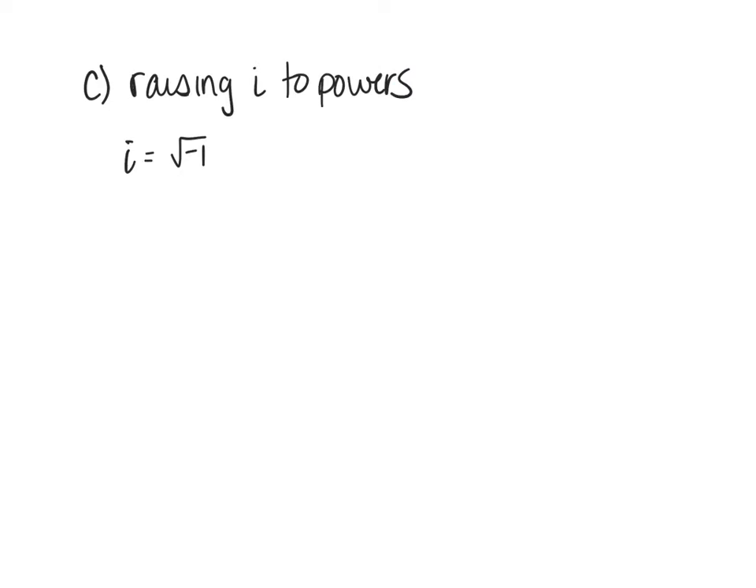We said that i is equal to the square root of negative 1. And we've already looked at the fact that when I square that, the square root goes away and I get i squared equals negative 1. Now what if I get i cubed? i cubed is i times i squared. And so that's i times a negative 1. So i cubed is equal to negative i.